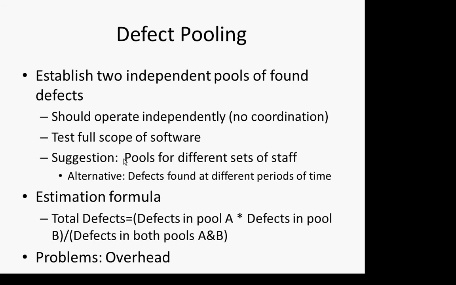The basic estimation formula here, and I expect you folks to know this, just like for defect seeding, is that the total number of defects is equal to the number of defects in pool A times the defects in pool B, divided by the number of common defects, namely the number of defects in that overlapping area, both A and B. Okay.